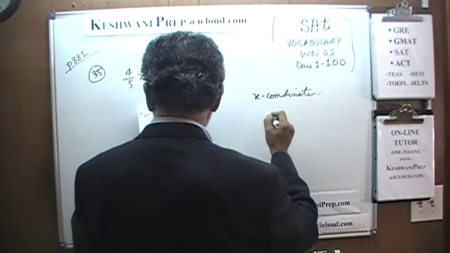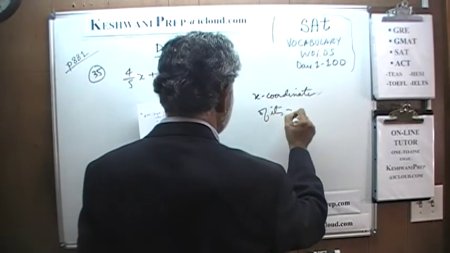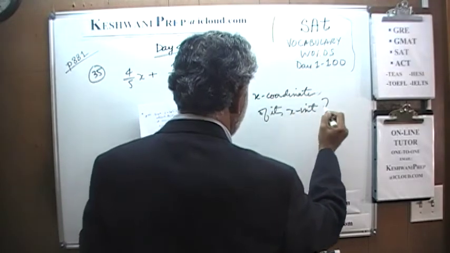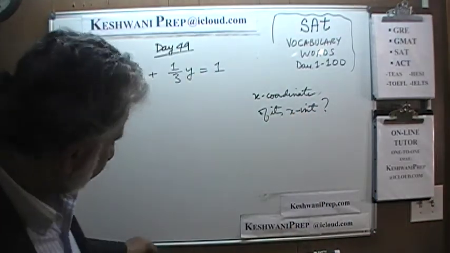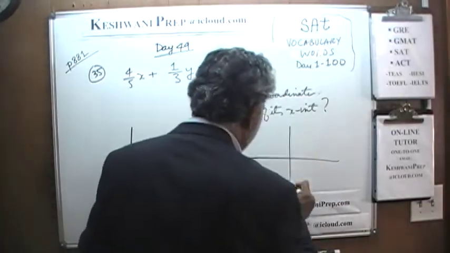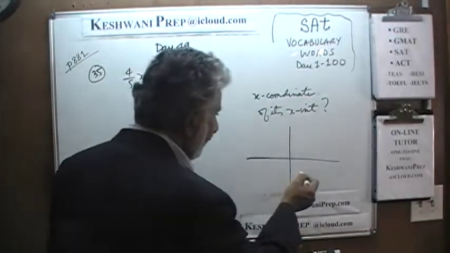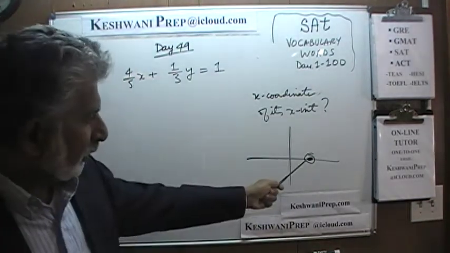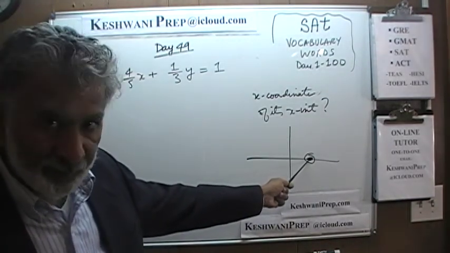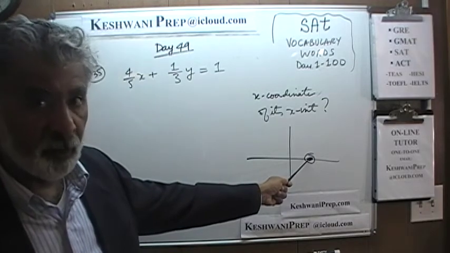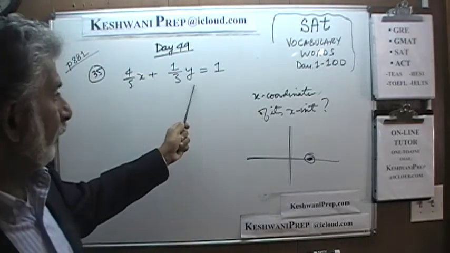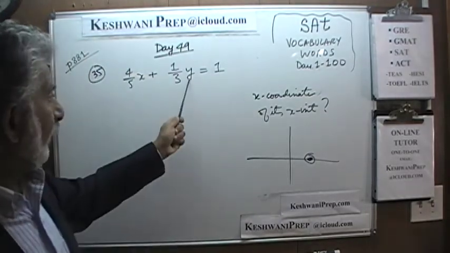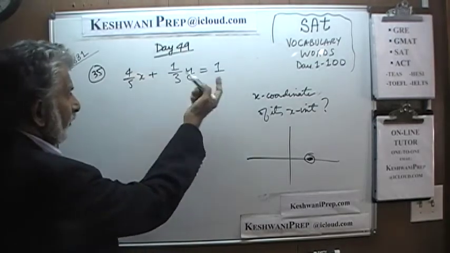coordinate of its x-intercept? So if you have an x-axis and y-axis, it doesn't matter where the x-intercept is, whether it's on the positive side or negative side, it doesn't matter. What we have to understand is that at the x-intercept, the y-coordinate is 0. So if you put in y equal to 0, we can figure out the x-coordinate. If you put y equal to 0 here, it drops out. 1/3 times 0 is just 0.